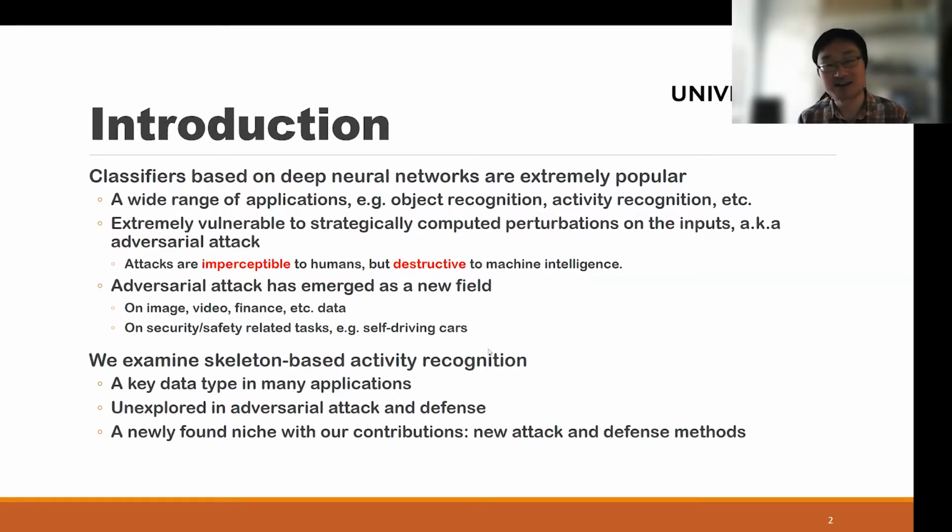Within this general broad background, in this project we focus on skeleton-based activity recognition. Why? Because we are interested in human motion, and skeleton data has been used as a key data type in many applications, for example, recognizing what people are doing on the street. And more importantly, as I mentioned, it's a newly found niche. The whole research on adversarial attack and defense hasn't been very well explored in this domain. So that's why we come in, proposing new attack and defense methods.